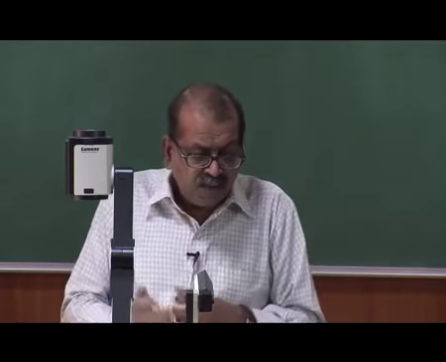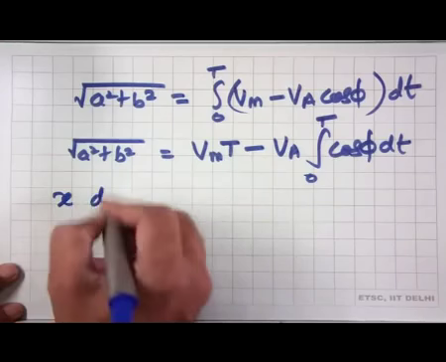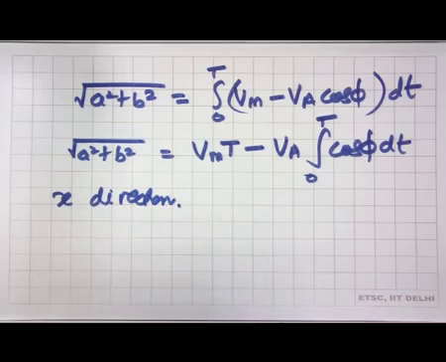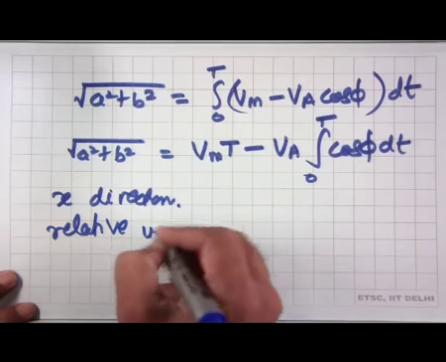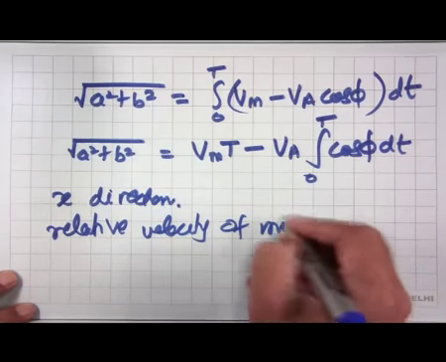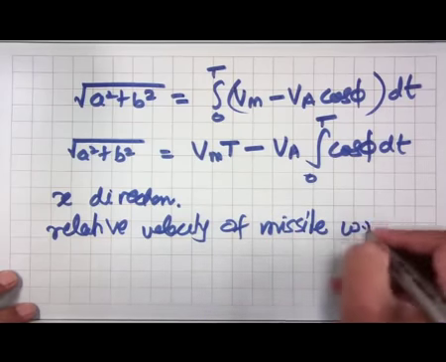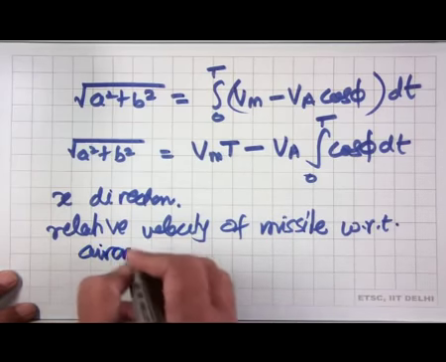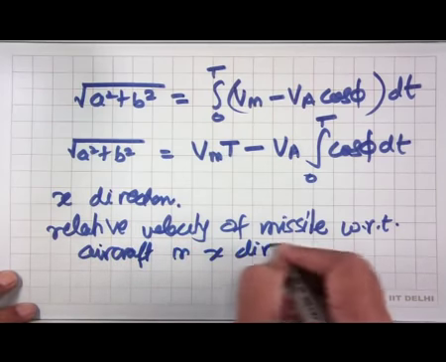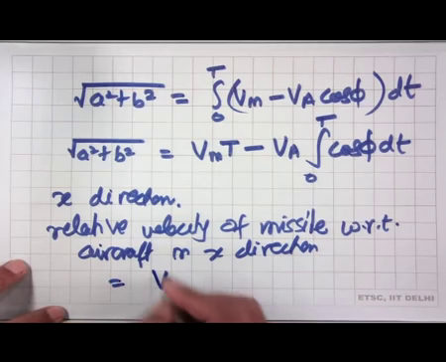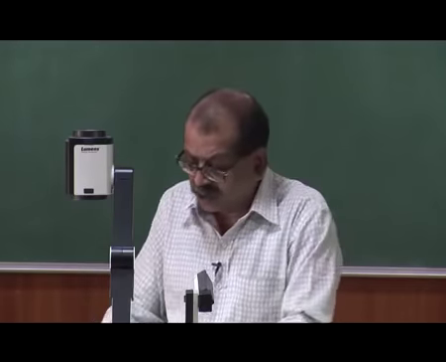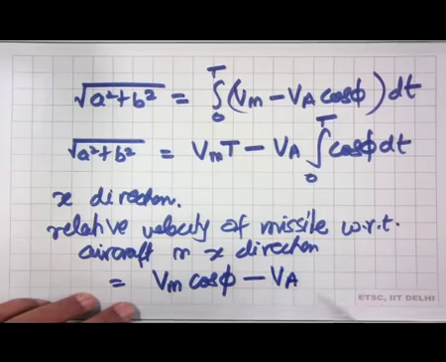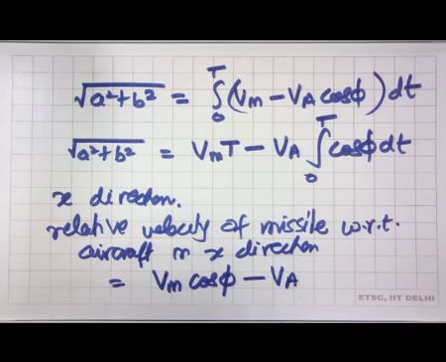So, then we ask the question, can we find integral cos phi from some other information which we have in the problem? And what we realize is, if we look at the x direction, and because we have placed our coordinate systems on the reference frame of the plane, the relative velocity of the missile with respect to aircraft in the x direction will be equal to Vm cos phi, this is the x component of the velocity of the missile, minus the x component of the velocity of the aircraft, which is equal to Va.